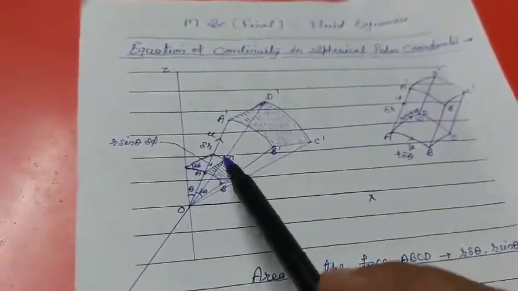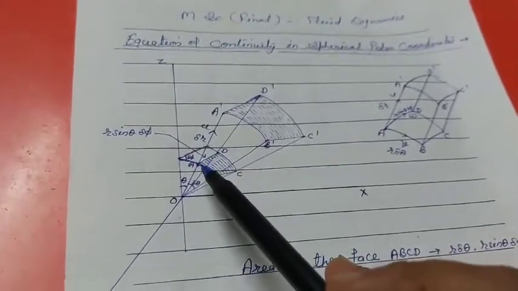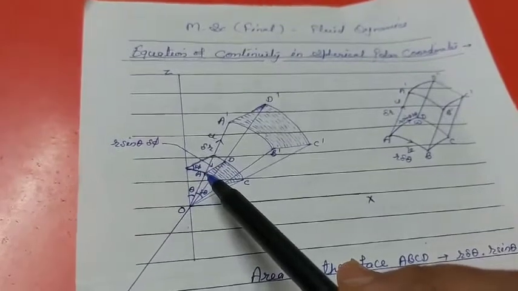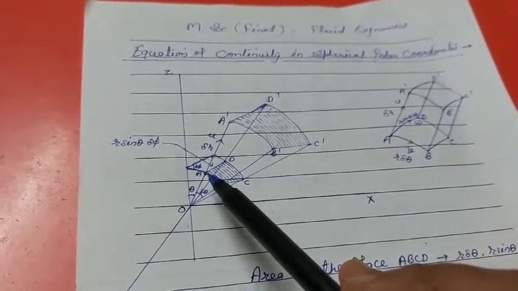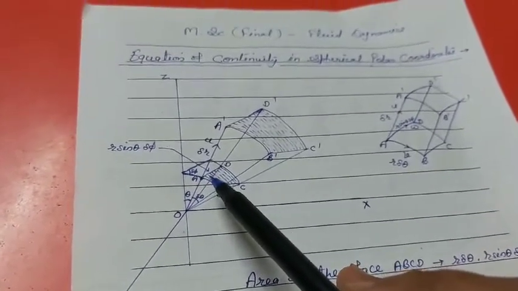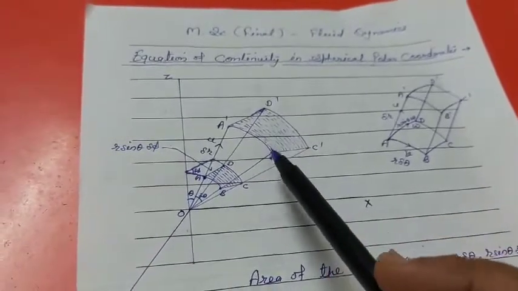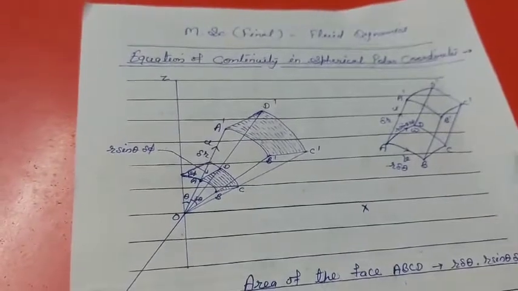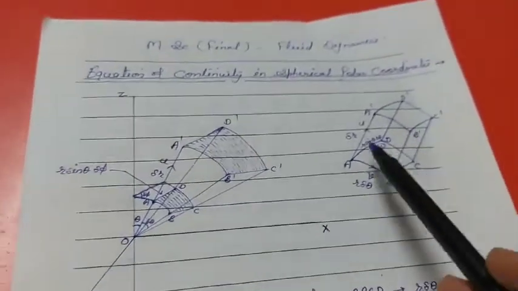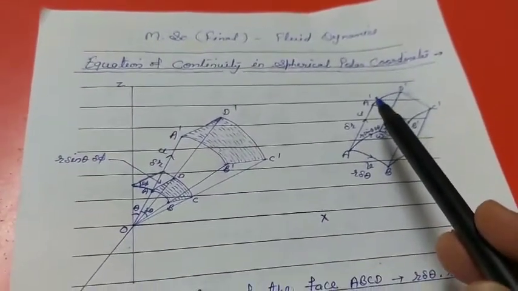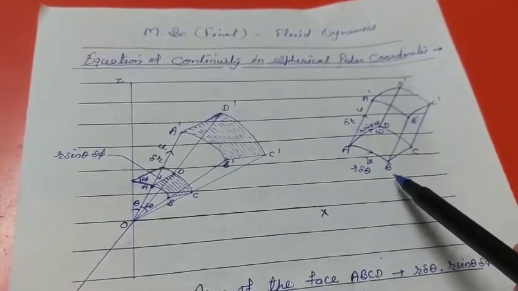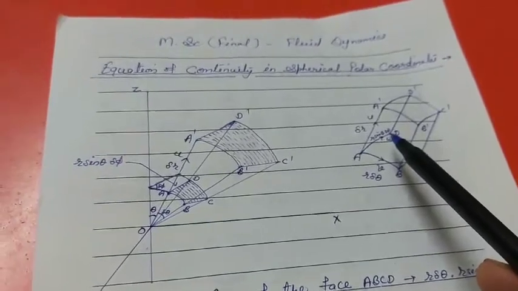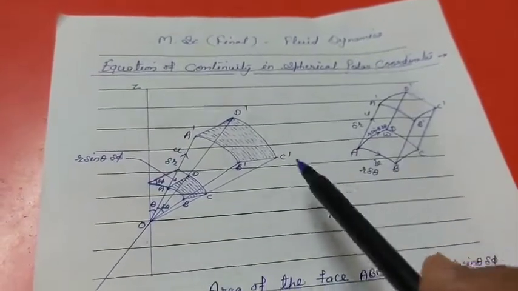This is the figure. Let the coordinates of A be r, theta, phi. This is the point in the fluid. Taking the elemental volume in the form of a curvilinear parallelepiped having edges AA' equal to delta r, AB equal to r delta theta, and AD equal to r sin theta delta phi.